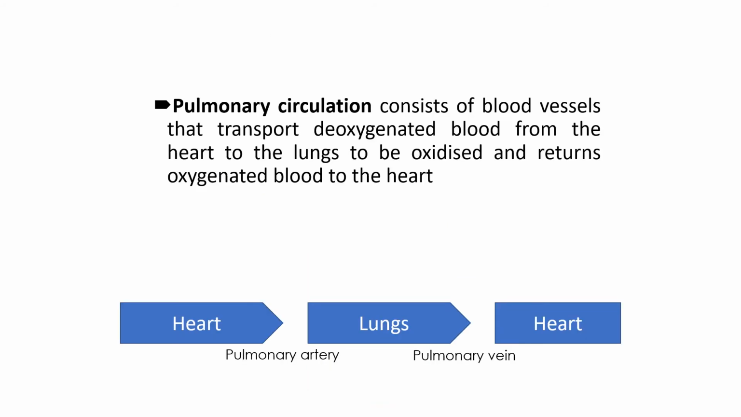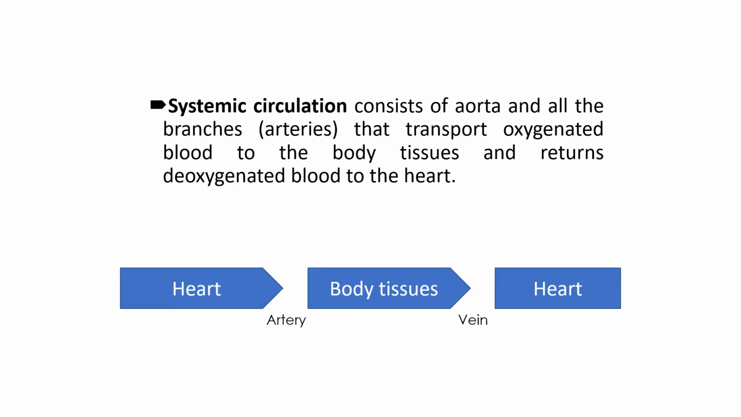Pulmonary circulation consists of blood vessels that transport deoxygenated blood from the heart to the lungs to be oxygenated and returns oxygenated blood to the heart. Systemic circulation consists of the aorta and all its branches, arteries that transport oxygenated blood to the body tissues and returns deoxygenated blood to the heart.